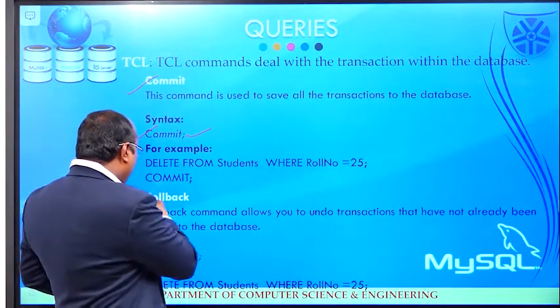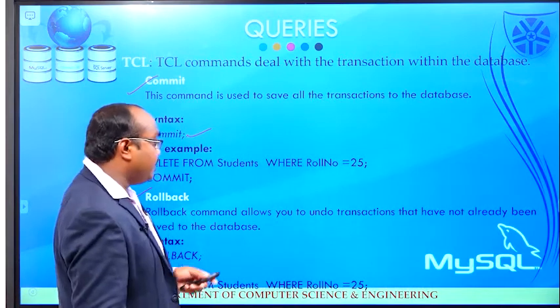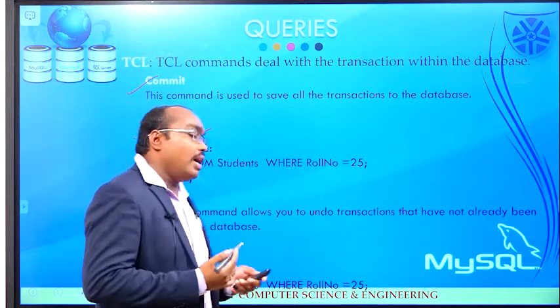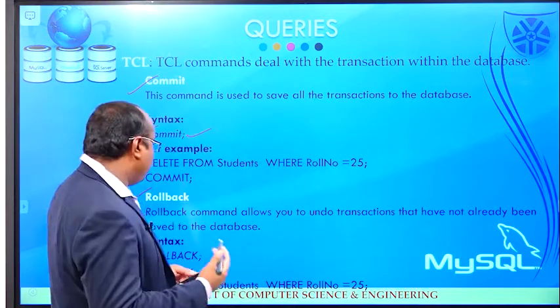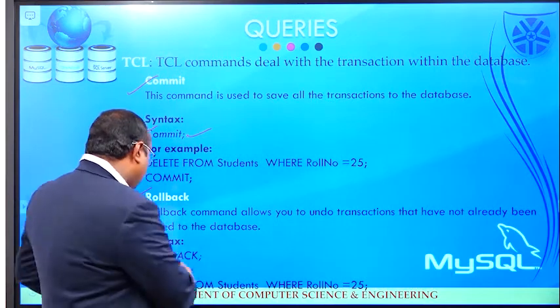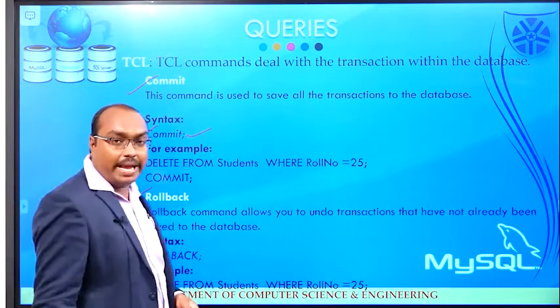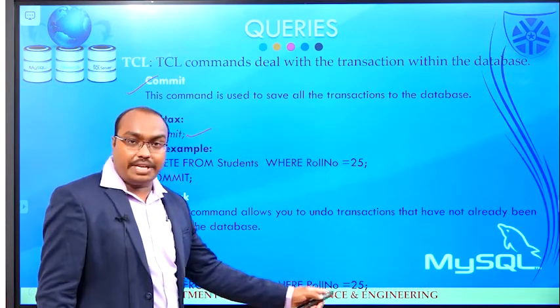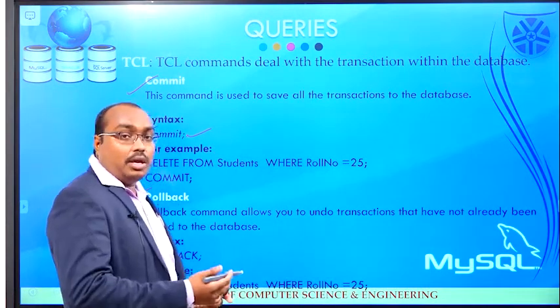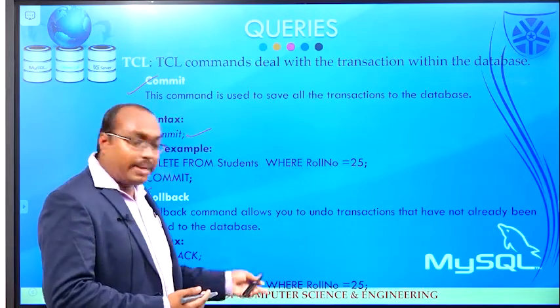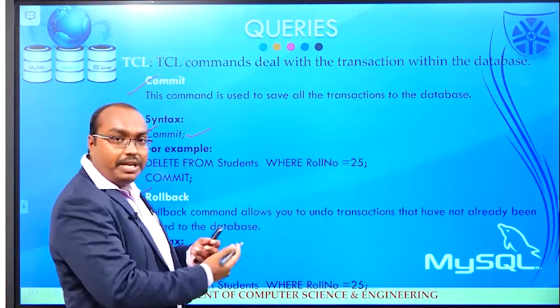And the next one, rollback. The rollback command is used to undo the transactions that have not already been saved in the database. So the syntax is the rollback command. For example, delete from student where roll number equal to 25. Here I want to roll back the command. It will get back the previous state.